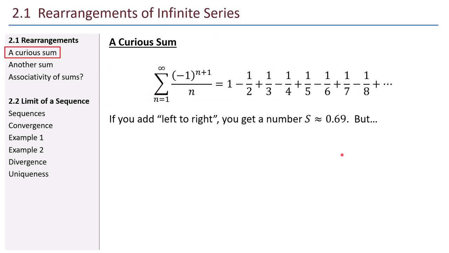2.1, Rearrangements of Infinite Series. So a series is when you add together things, and an infinite series, well, you add together infinitely many things, and weird things can happen. Take a look at this example.